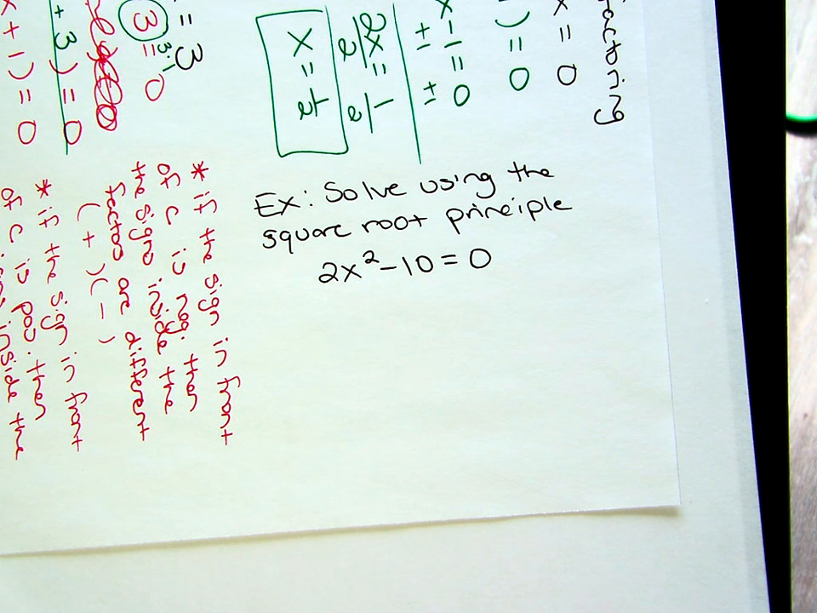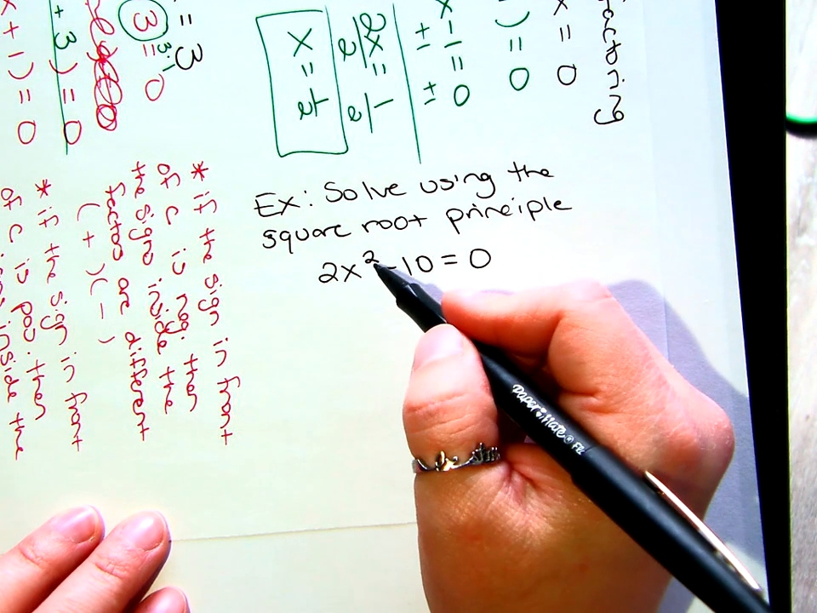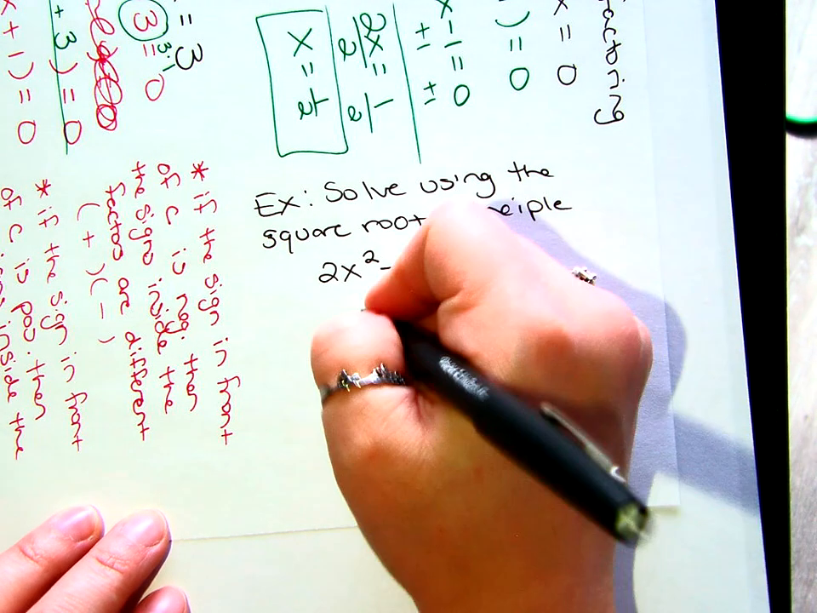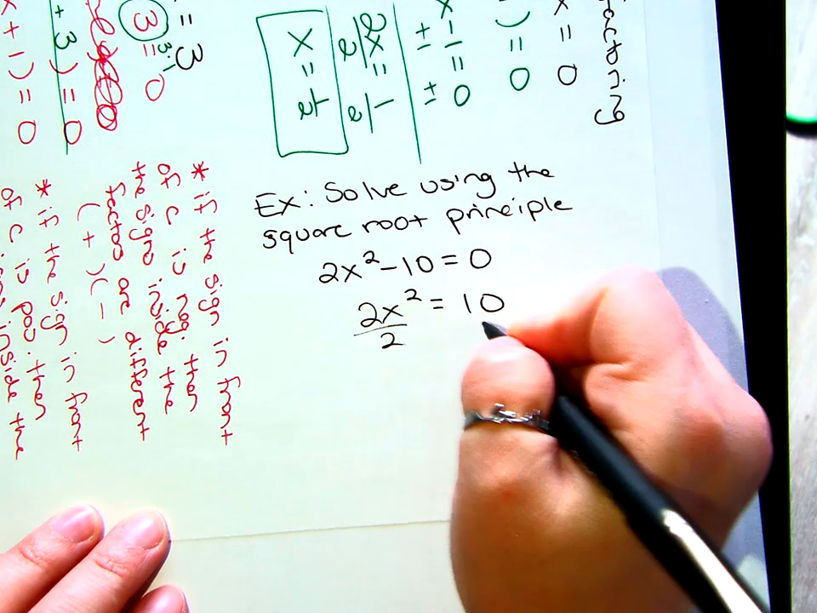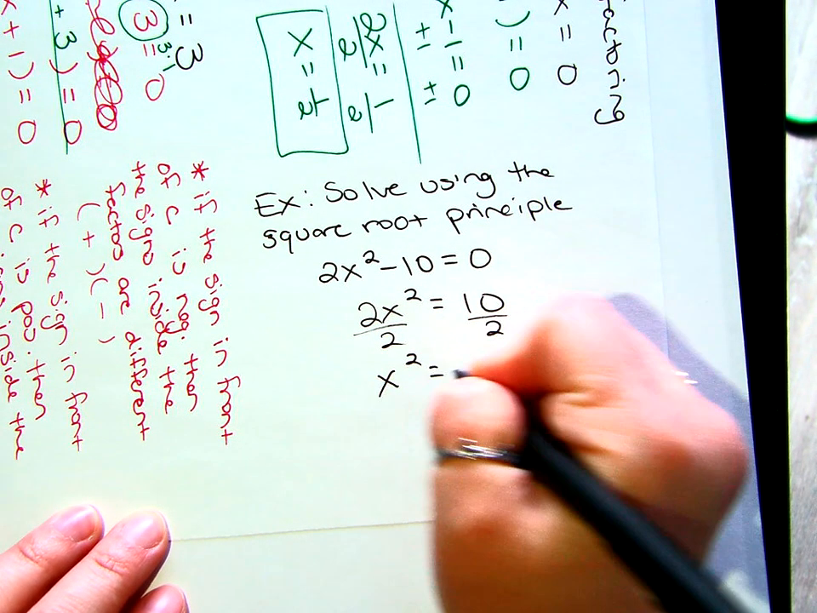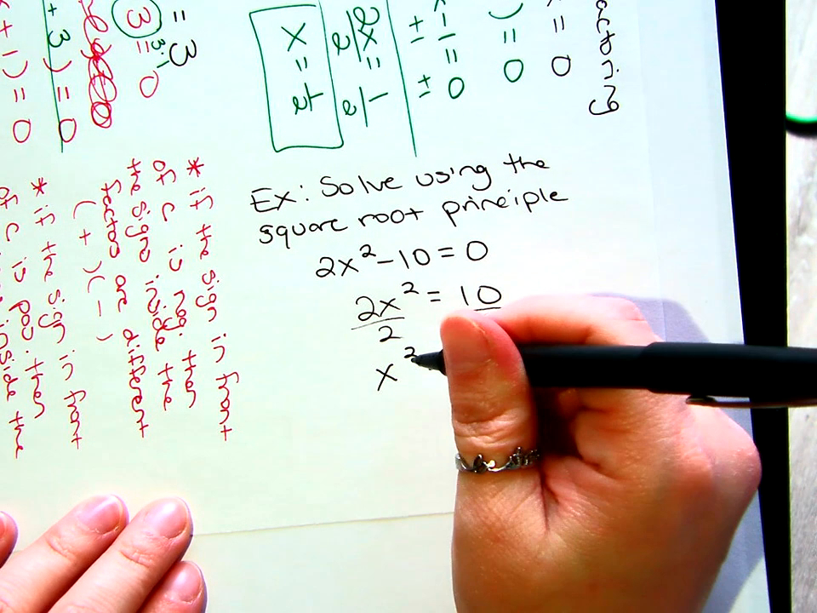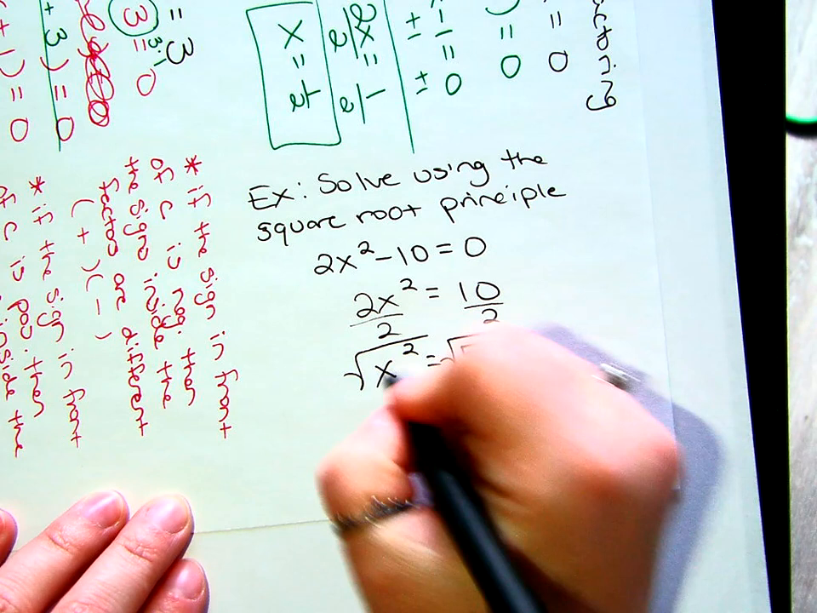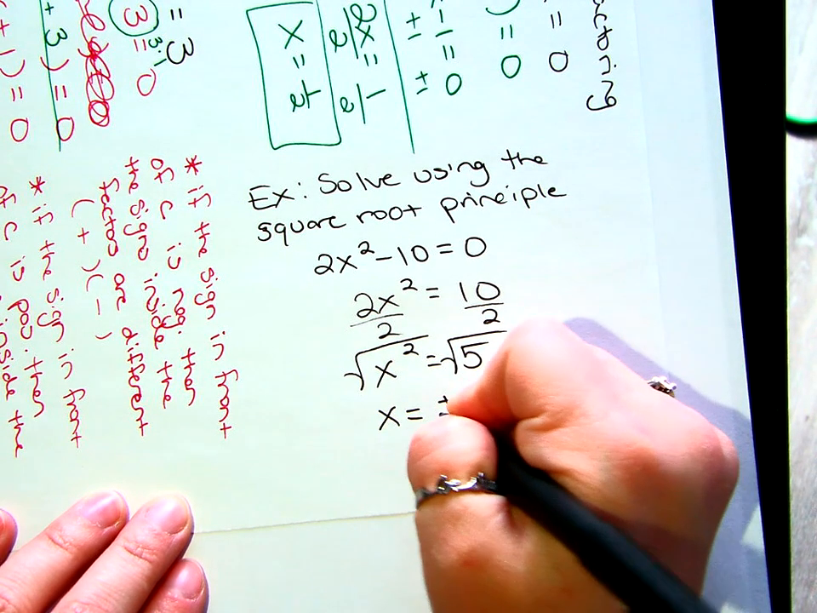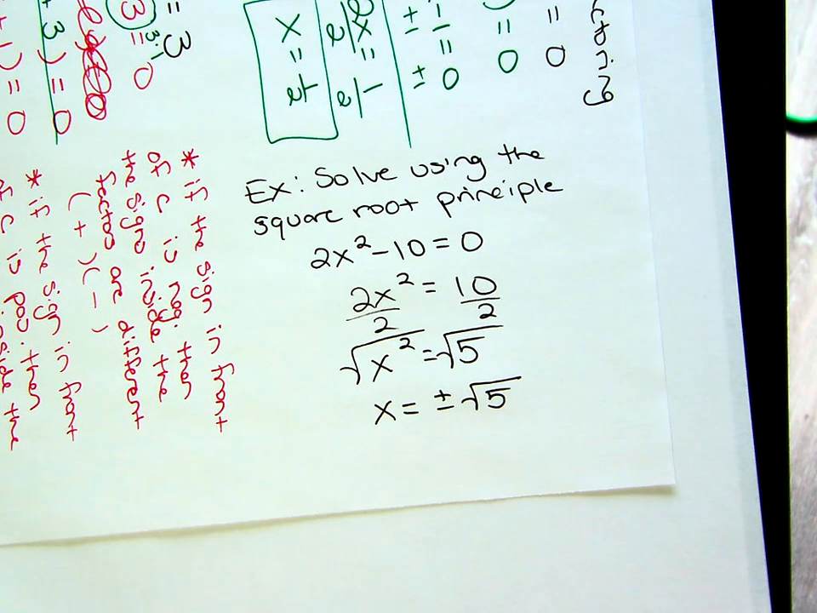So if I'm using the square root principle, then what I need to do is I need to get the x squared by itself. So I'm going to add that 10 over so that I have 2x squared equals 10. I'm going to divide both sides by 2 so that I have x squared equals 5. And then in order to solve, think of it kind of like doing the opposite. The opposite of a square is a square root. But the key here is to do the plus or minus outside. 5 is not a perfect square, so there's nothing for me to simplify there. I'm just going to have plus or minus the square root of 5.